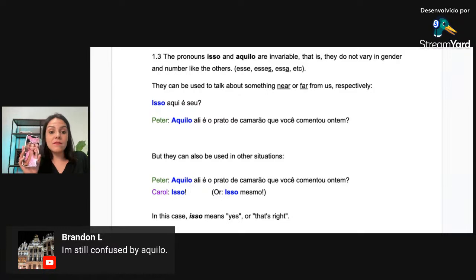Beleza. Agora imagine that this phone is right there. Can you watch? Okay, yeah. In that thing. Then I say, aquilo é seu? Aquilo. And then I point to this that is far from me, that's far from you. And it's that thing. So imagine that aquilo could be translated to English as that thing. Okay? So aquilo.